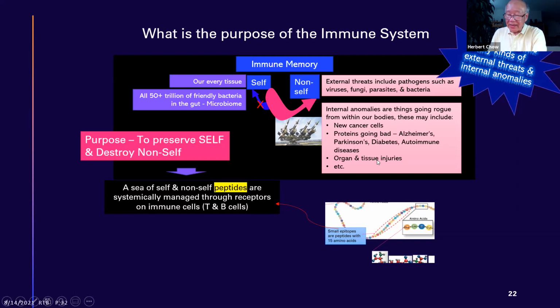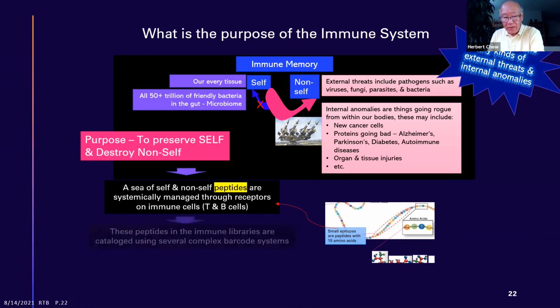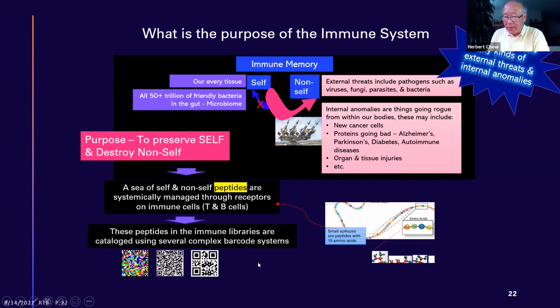And the way to do that, and I cannot give you two minutes of immunology in one slide, it takes many textbooks. But in a nutshell, the way that our immune system works is we have this sea of self and non-self peptides that we manage. These are peptides, a daisy chain of amino acids, and we educate the T and B cells. That's how we control things. That's how we survive. And these peptides are encoded in a library controlled by three very important barcodes.